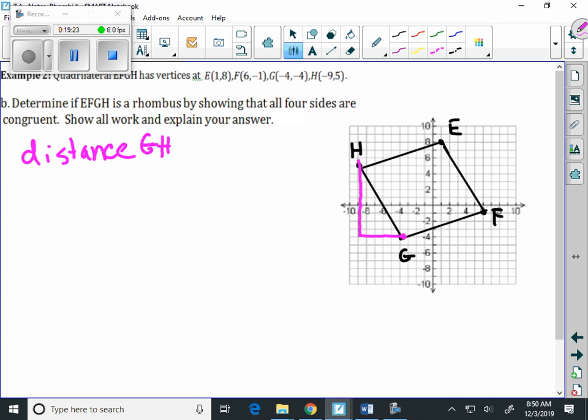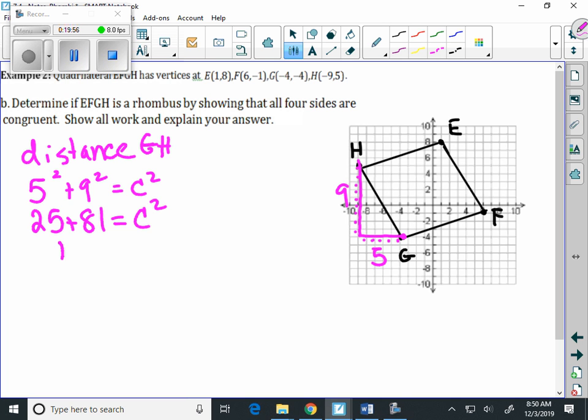And what we see here is that we've got 1, 2, 3, 4, 5. And then we've got 1, 2, 3, 4, 5, 6, 7, 8, 9. So when we do the Pythagorean theorem here, it's 5 squared plus 9 squared equals c squared. And we've got 25 plus 81 equals c squared. If we add those together, we get 106 equals c squared. And we can take the square root of both sides, and we end up with c equals the square root of 106.